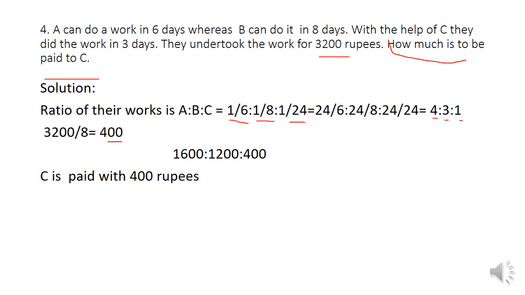So 400 per part. So it has 4 parts. 4 into 400, 1600 is to 3 into 400, 1200 is to 1 into 400, 400. So comparing, this is 1600 is to 1200 is to 400. This is the ratios of amount paid to A, B and C respectively. So C is paid with 400 rupees.